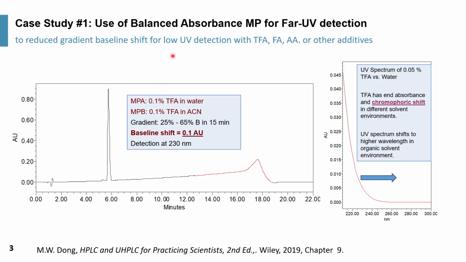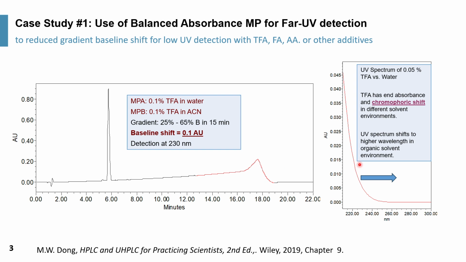As mentioned earlier, the use of balanced absorbance mobile phase for far UV detection is most prominently used for these common additives such as TFA, formic acid, acetic acid, and other additives. Shown here is an example using TFA. In this case, mobile phase A is 0.1% TFA in water. B is the same amount, 0.1% TFA in acetonitrile.